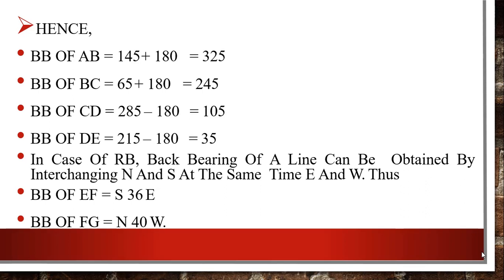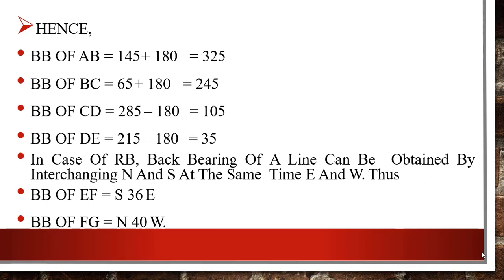Now the back bearing of CD, as usual, is equal to 285 minus 180. Why do we use the minus sign here? Because 285 is greater than 180 degree. Therefore, for getting the back bearing of line CD, you have to deduct 180 degree. So the answer is obtained as 105 degree. Okay, moving forward to the next bearing.